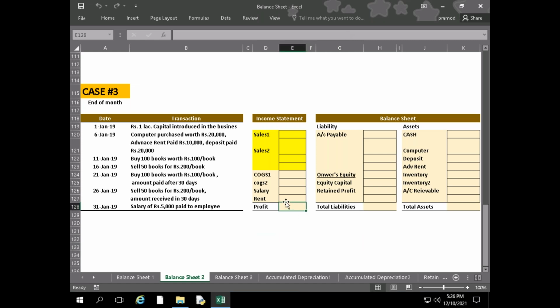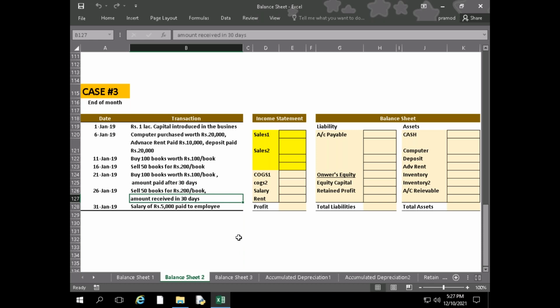Accounts payable is 10,000 and accounts receivable is also 10,000 only, no, sir? Yeah, see, read the question here. Buy 100 books worth 100 rupees, the amount paid after 30 days. So 100 into 100 is 10,000. It is 2 into 5, 5 twos is also 10. Correct, 10,000, 10,000.